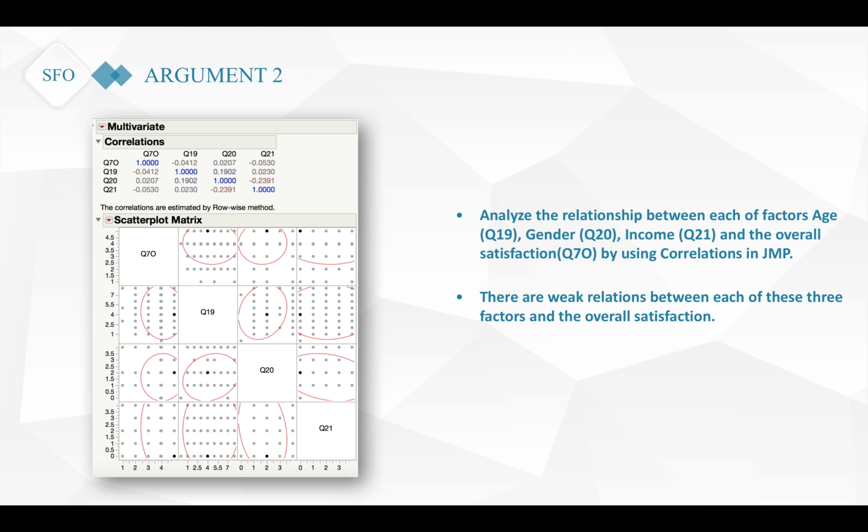And argument 2 is for the research question 3. In this argument, we want to know the relationship between age, gender, and income and the overall satisfaction. Firstly, we did the data cleaning for questions 19, 20, and 21, which are gender, age, and income. Then we use correlation to see each of these factors' correlation with the overall satisfaction. According to the result that we got in JMP, there is very weak correlation between these three factors and the overall satisfaction.